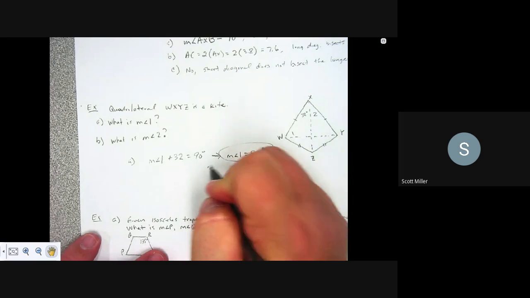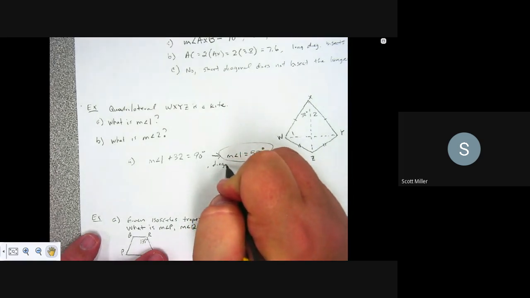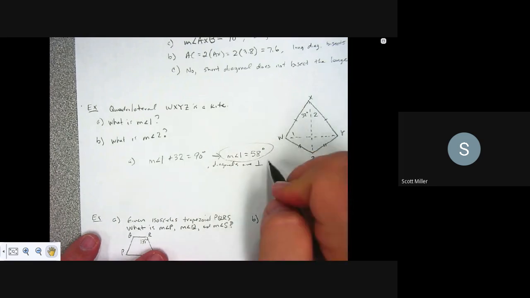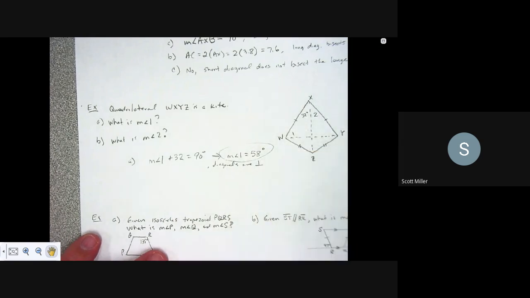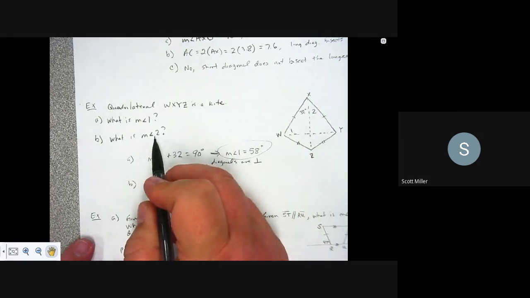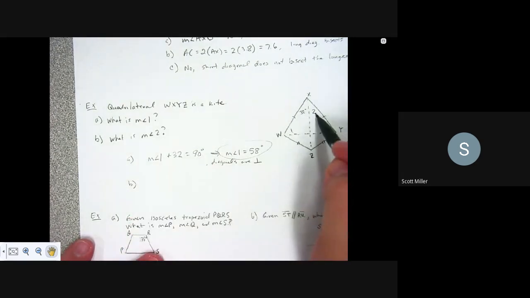And that came from the fact that the diagonals are perpendicular. That's how I got that information. What is part B? What is the measure of angle 2? Well, what do I know?